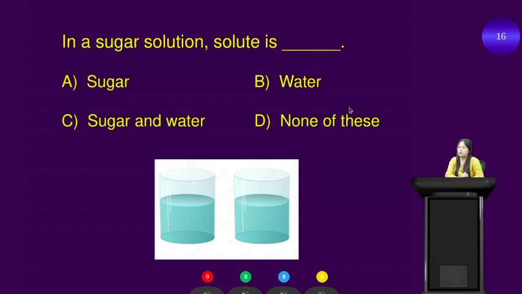Option A is sugar, option B is water, option C is sugar and water, and option D is none of this.